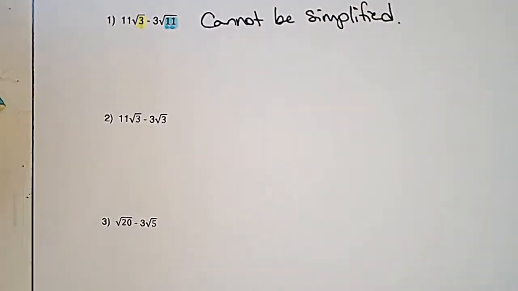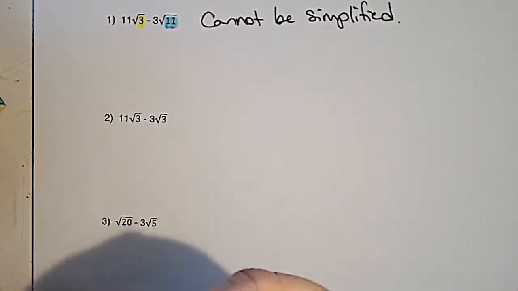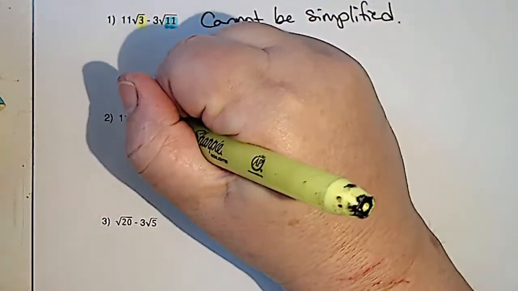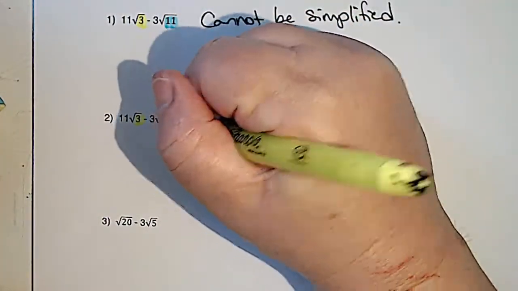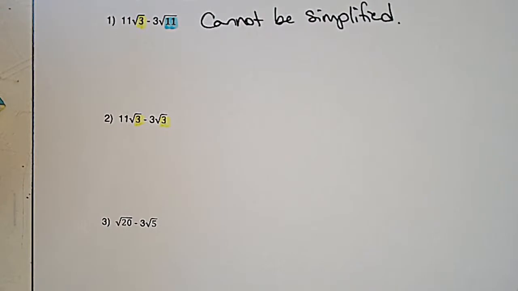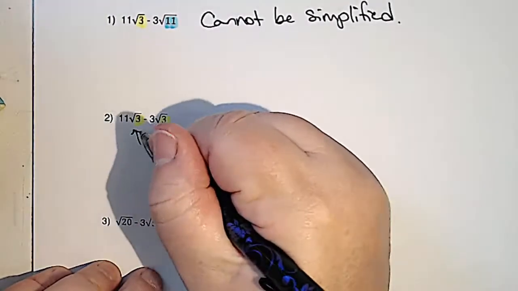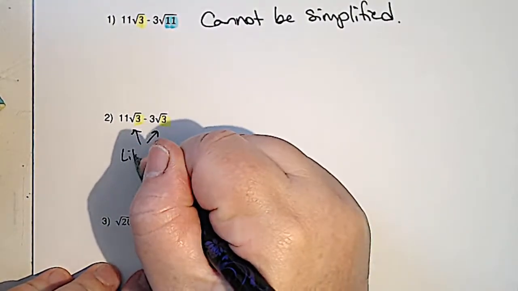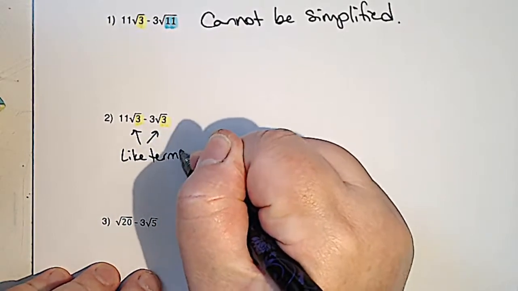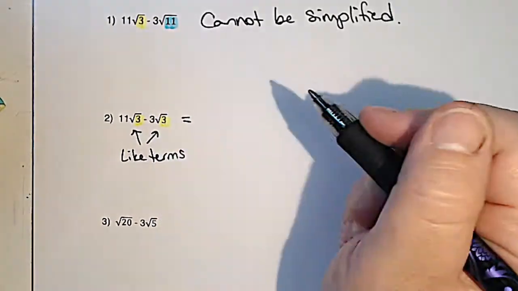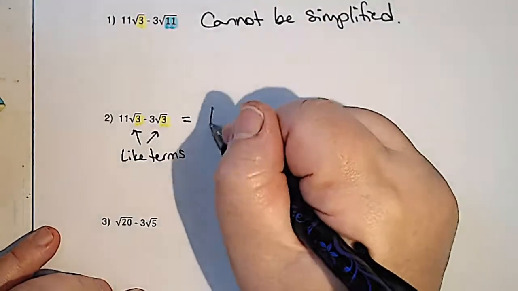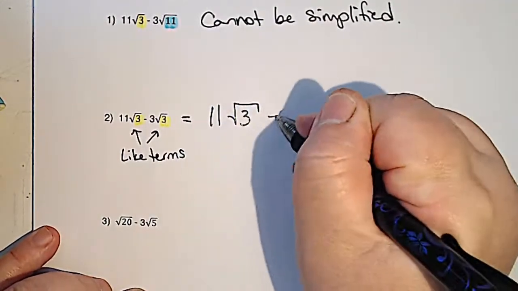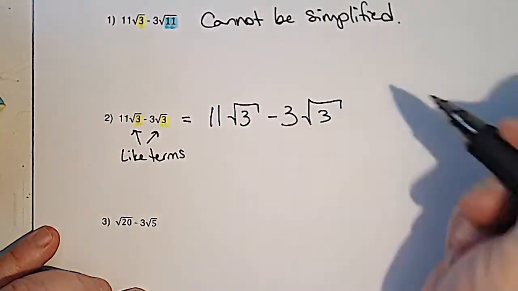How about number 2? 11 radical 3 minus 3 radical 3. Now let's look at the radicands. This one has a radical 3. This one also has a radical 3. They match. Those are like terms. So we get 11 radical 3 minus 3 radical 3.